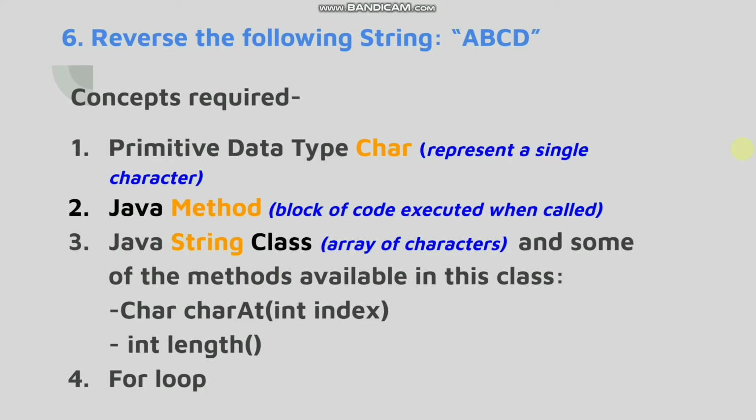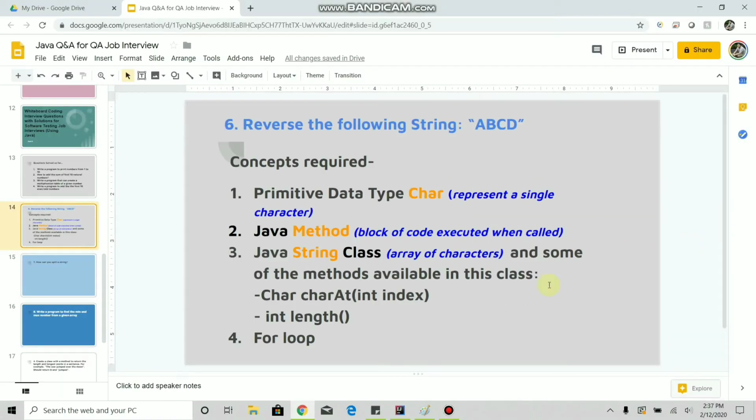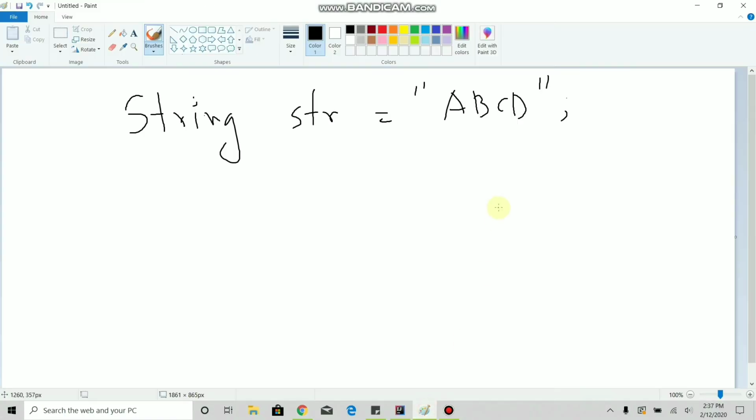So let's see, how do I solve this? Reverse the following string A, B, C, D. So the answer should be D, C, B, A. All right, let's look at here. So this is the string. The keyword we have is String, and the variable we have is str. That means we are saving A, B, C, D in the string str. My job is to reverse it. That means I should get D, C, B, A.